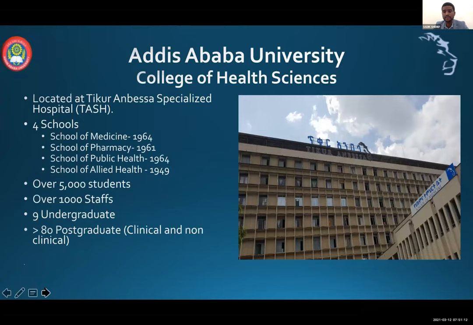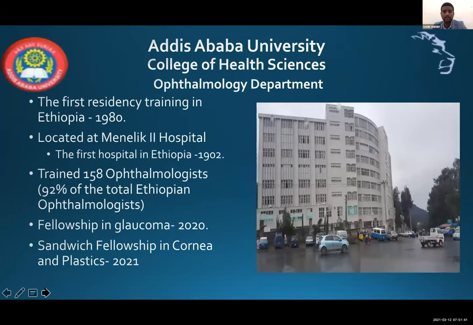Our College of Health Science is located in Addis Ababa University. There are four schools. The School of Medicine is one of the oldest in the university, established in 1961. Right now we have more than 5,000 students in the College of Health Science, over 1,000 staff, 9 undergraduate programs, and more than 80 postgraduate clinical and non-clinical programs.